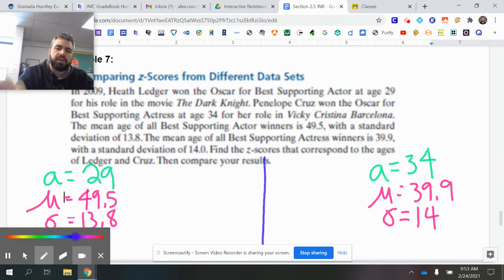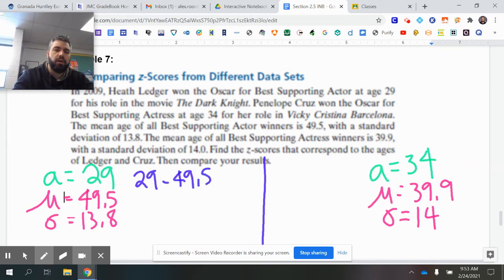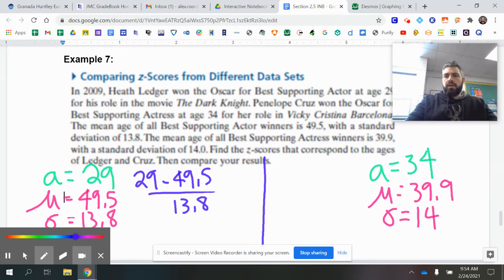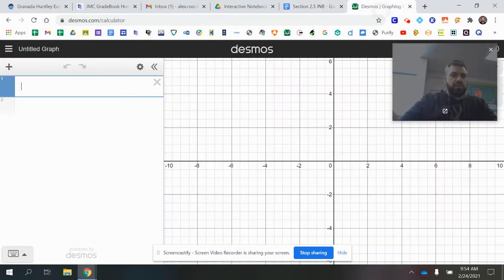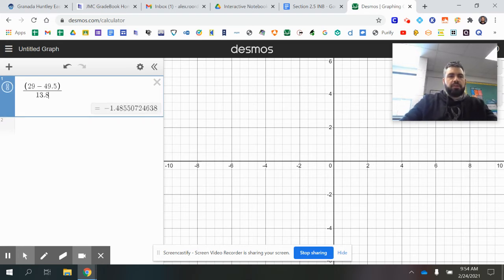So let's look, I'm just going to cut it in half, and we're going to look at actor and actress. So actor, we'd say 29 minus 49.5 all over 13.8. All I'm doing is just plugging my numbers in, okay? So I go to my calculator. Actually I'll go to decimals. We can do it on there. So we said in parentheses, 29 minus 49.5 divided by 13.8. Okay, and so this is what we get.